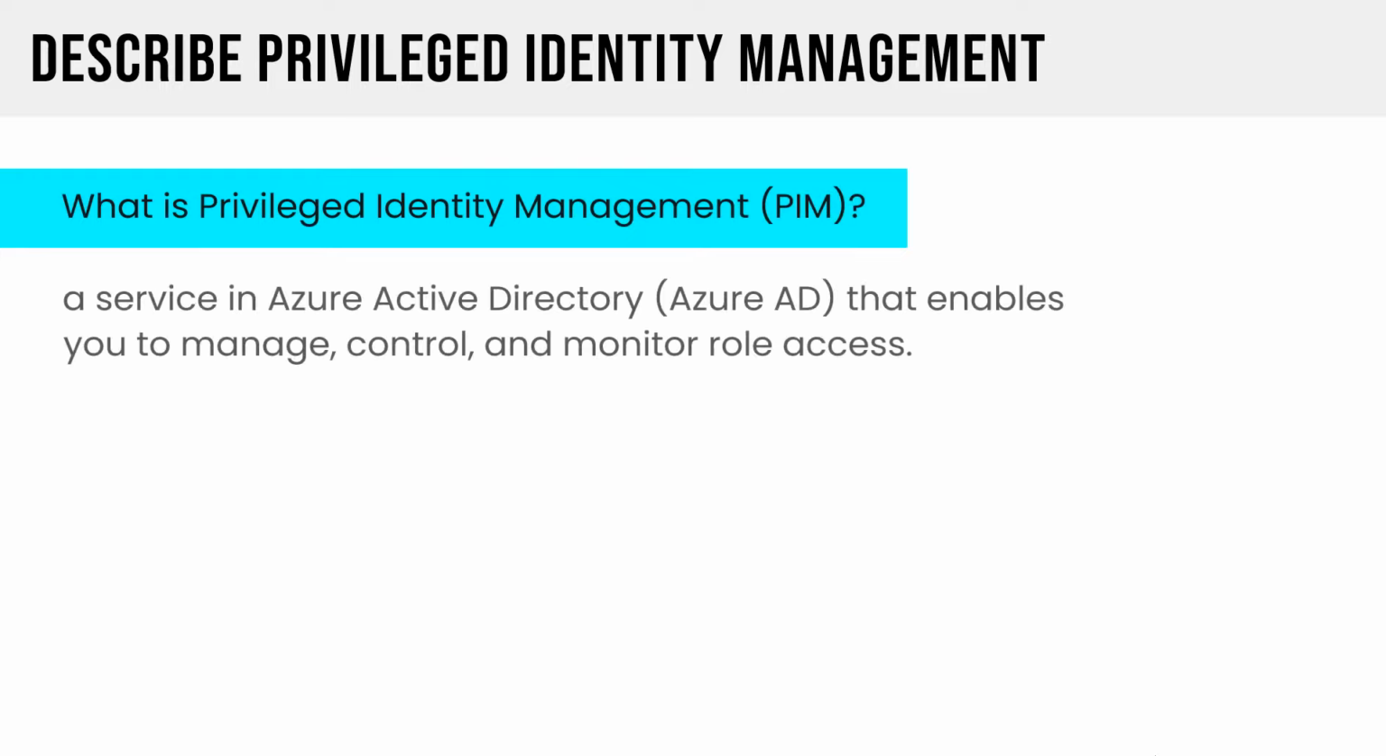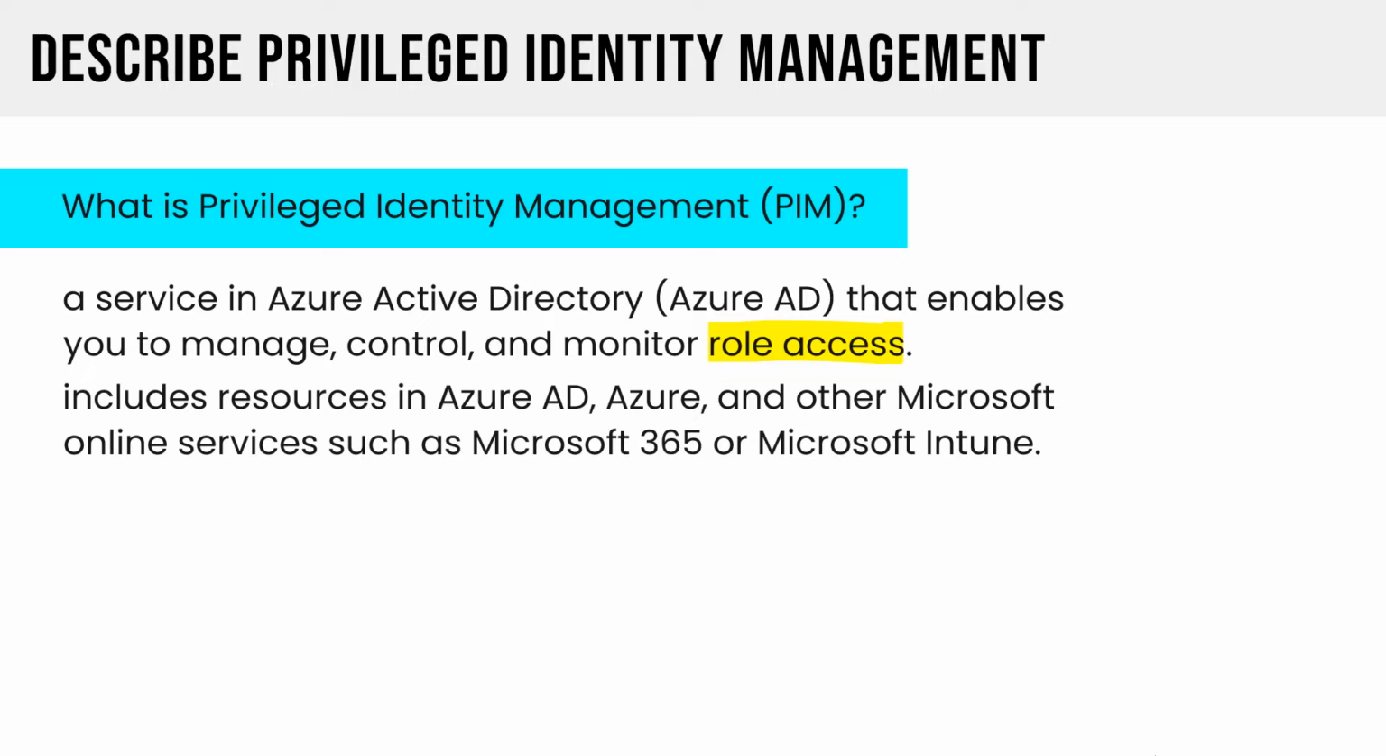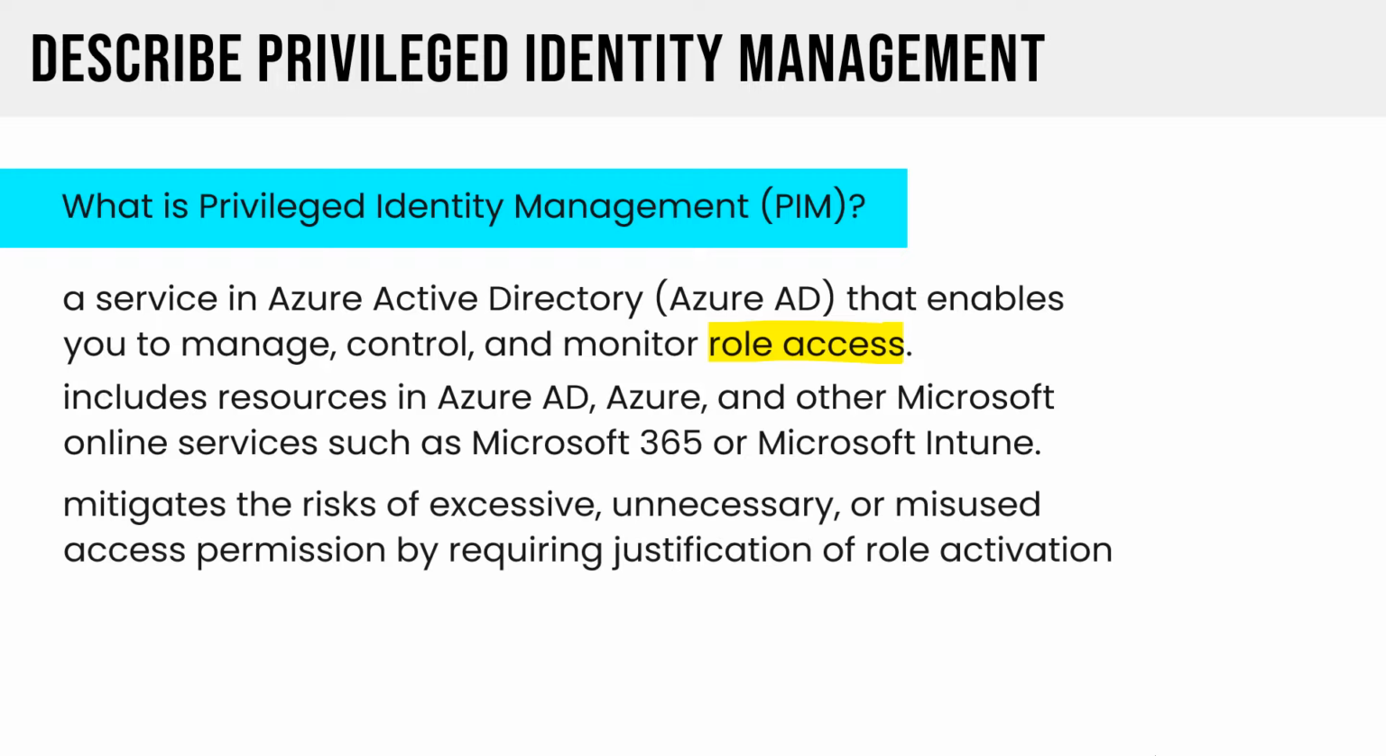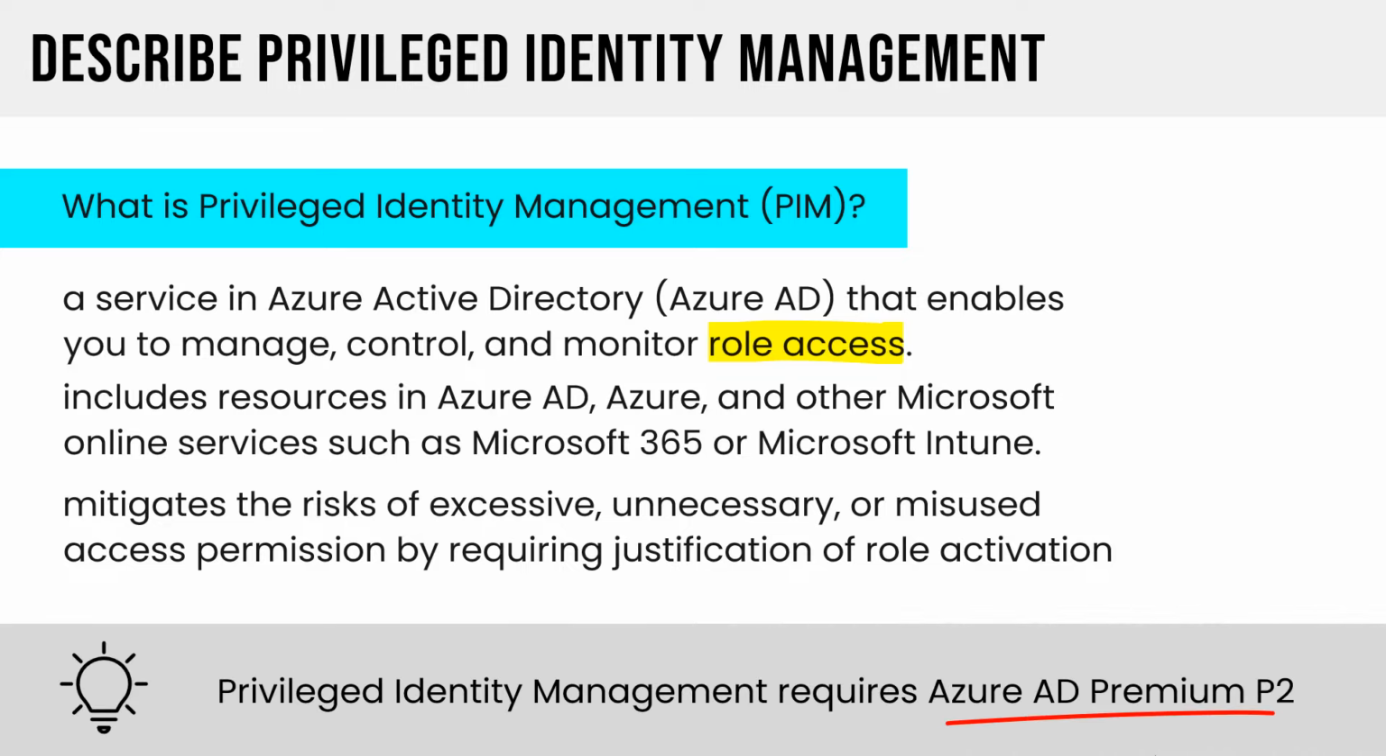So privileged identity management is a service in Azure AD that enables you to manage, control, and monitor role access. So it's role focused. I want you to remember that. It includes resources in Azure AD, Azure, and other Microsoft online services like Microsoft 365 or Intune. It basically mitigates the risks of excessive, unnecessary, or misused access permission by requiring justification for privileged role activation. Privileged identity management does require Azure AD Premium P2.